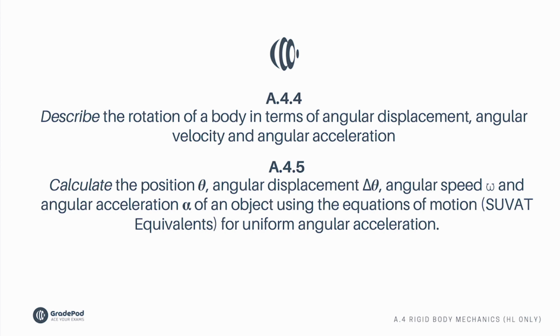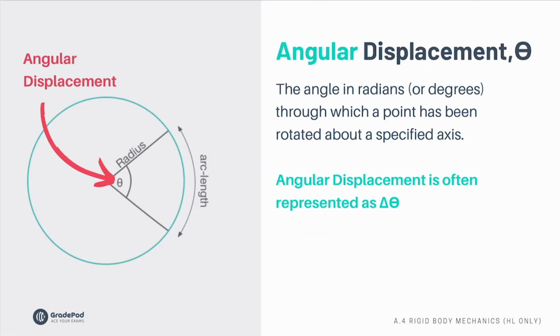We're now going to look at the concept of angular displacement, angular velocity, and angular acceleration, and I'm going to show you how you can use a set of equations that you already know to deal with angular motion. This slide may be somewhat familiar to you. We used it in A2, and it's to highlight what angular displacement is. The angle in radians, usually, through which a point has been rotated about a specified axis.